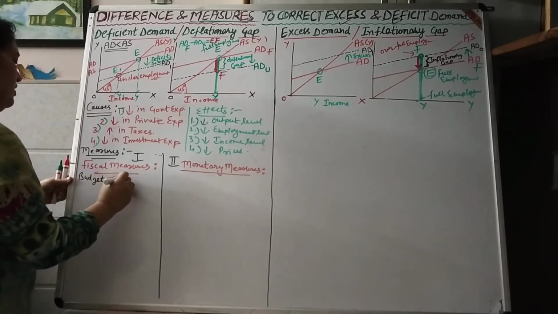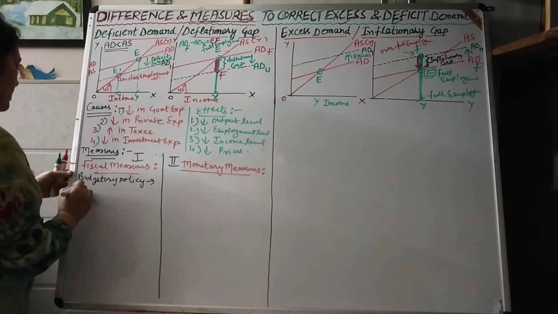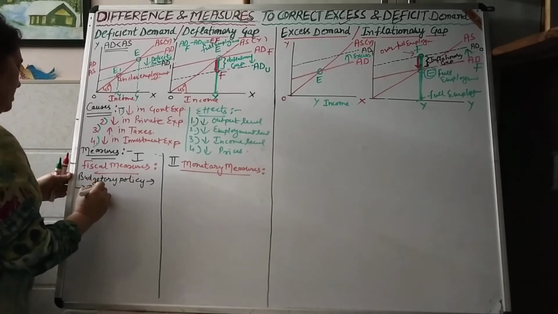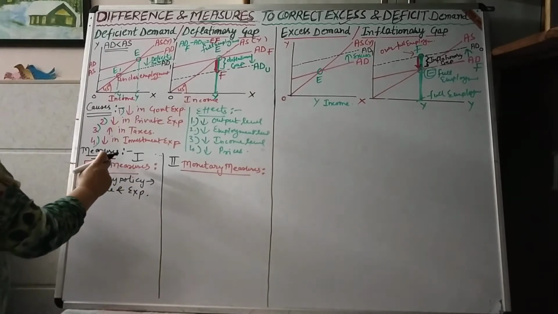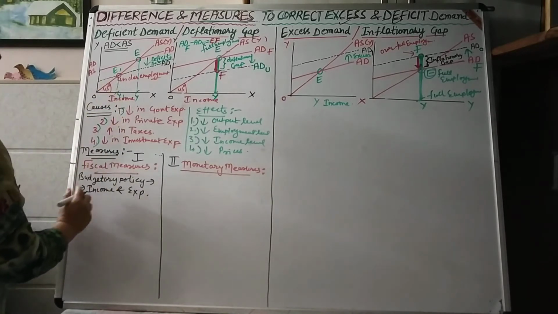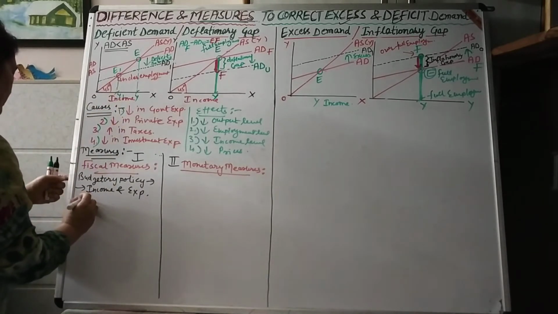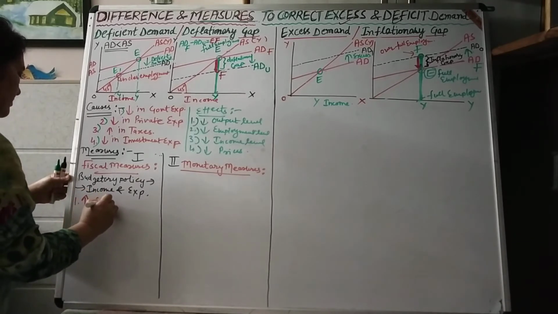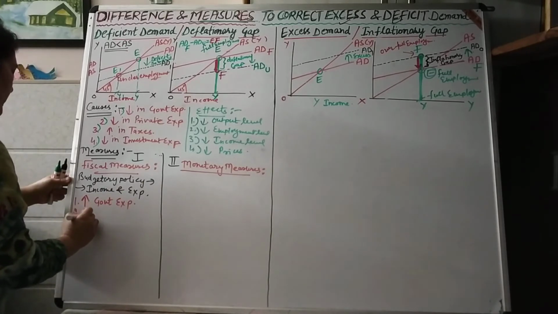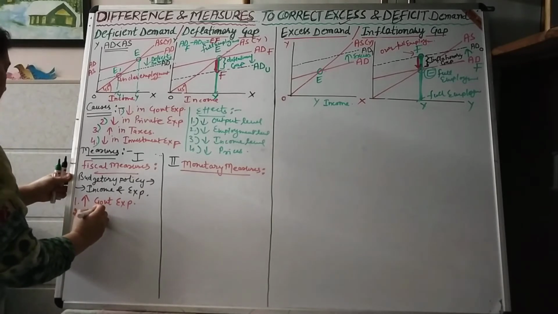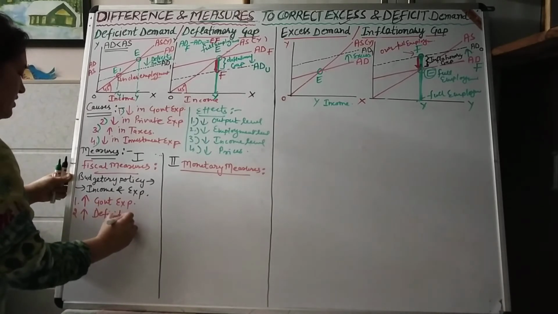budgetary policy of the government. Budgetary policy means policy of income and expenditure. It means in case of deficient demand, according to fiscal measures, government should increase government expenditure. Number 2, government should increase deficit financing.